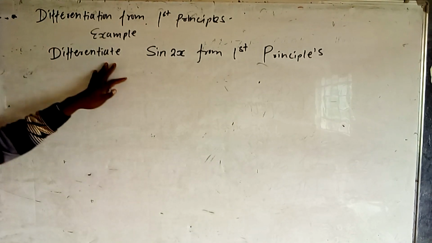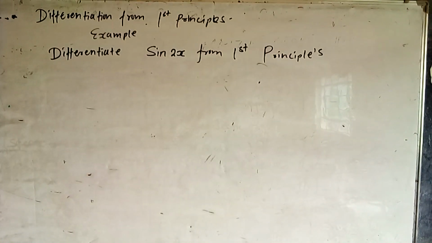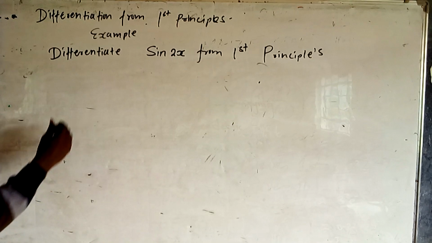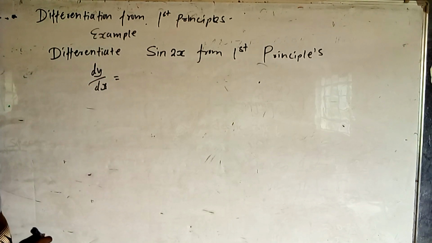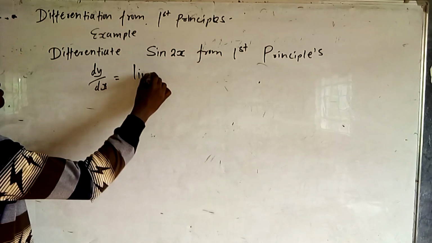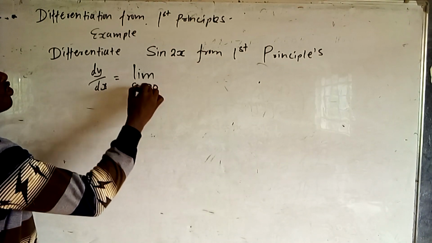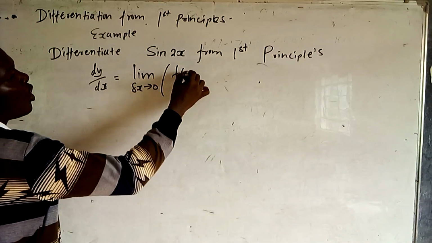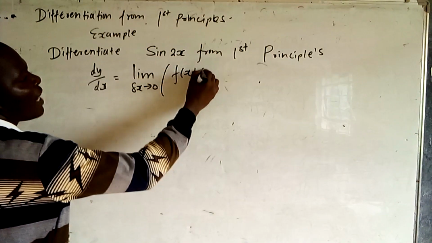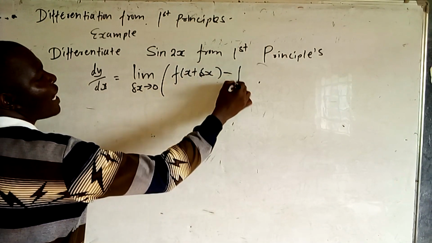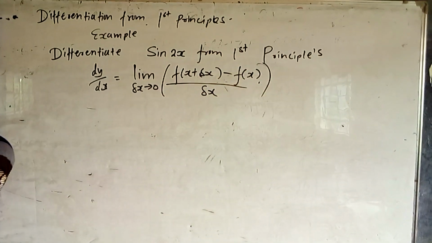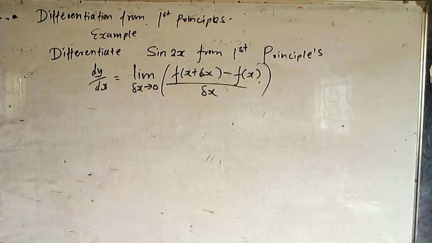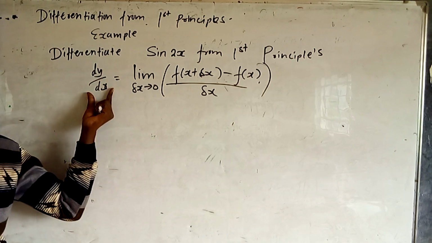How do we differentiate sine 2x from first principles? So we've seen that from first principles, the derivative of a curve is given by the limit as the small change in x tends to 0 of f of x plus the change in x minus f of x, over the small change in x. So that is how to determine the derivative of a curve.